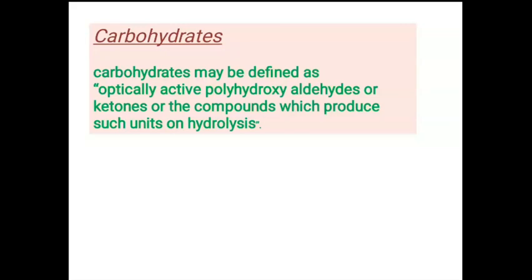Now similarly, there are some compounds like ribose, C5H10O5, and deoxyribose, C5H10O4. These are carbohydrates but they are not the hydrates of carbon. So that means we need to modify the definition of carbohydrates. Carbohydrates may be defined as optically active polyhydroxy aldehydes or ketones, or the compounds which produce such units on hydrolysis. So they are optically active polyhydroxy aldehydes or ketones.